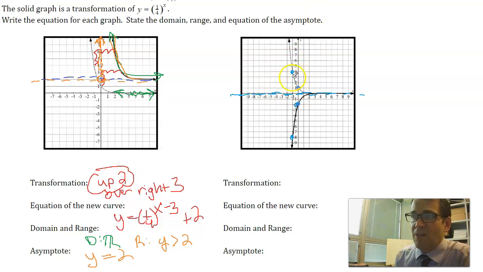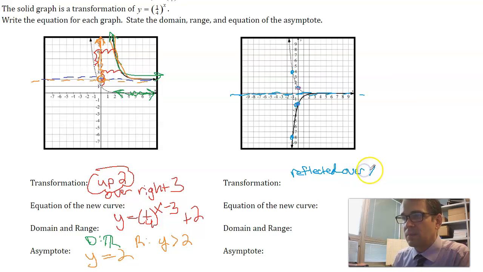And that's confirmed by the fact that the point that was at 4, if I multiply that point by negative 2, I do get down here to negative 8. So I can kind of break it up as two separate transformations. On the one hand, it's reflected over the x-axis. So to do that, we have to put a negative sign in front of the whole graph.